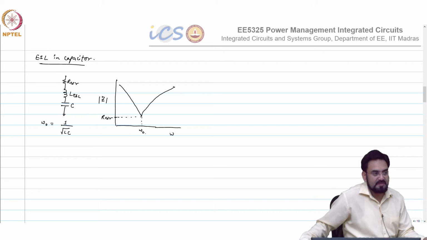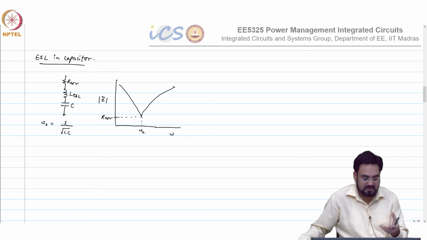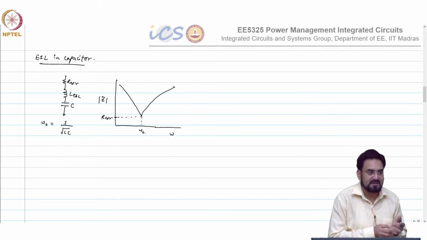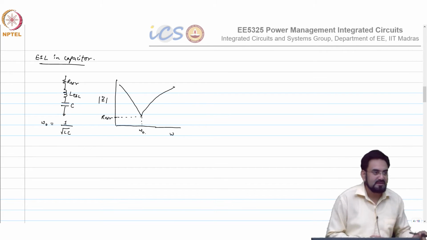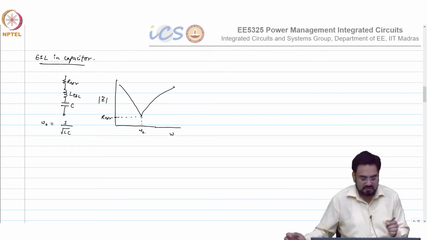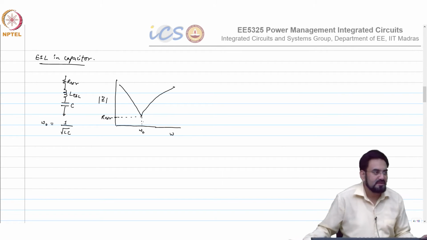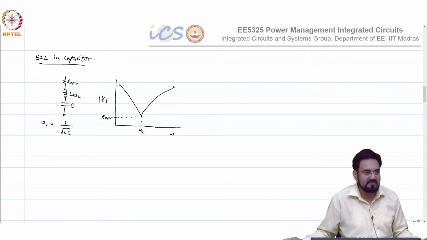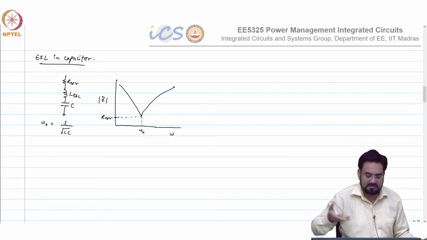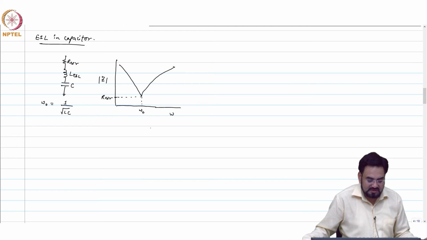So you have to be a bit careful. I mean, you want your capacitor to behave as a capacitor, right? So which means if you look beyond omega naught, it's behaving like inductance, and you don't want that. So this omega naught should be much higher compared to your switching frequency. Otherwise, your ripple performance will be very bad. I mean, your output ripple would be quite large. So this is the one thing.